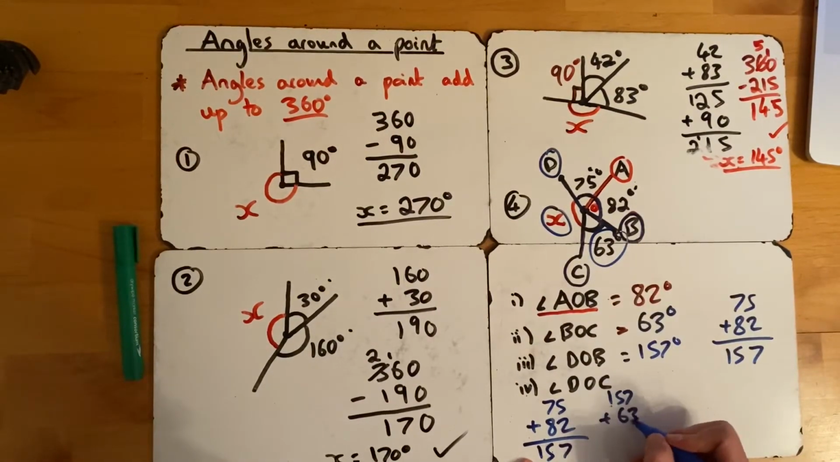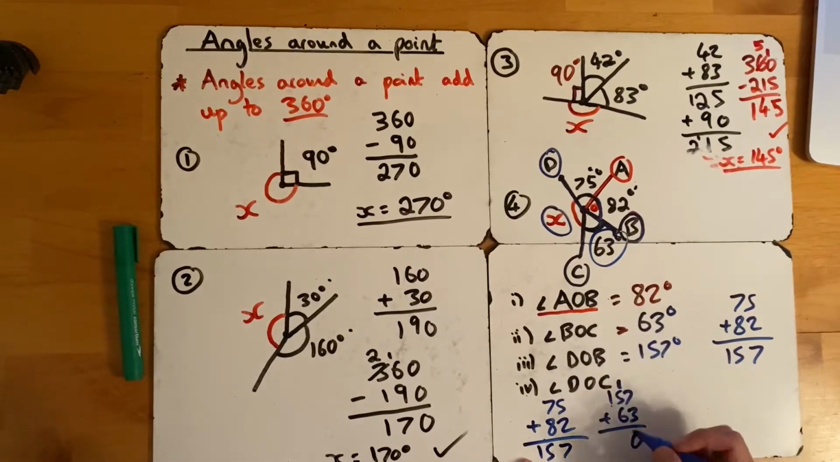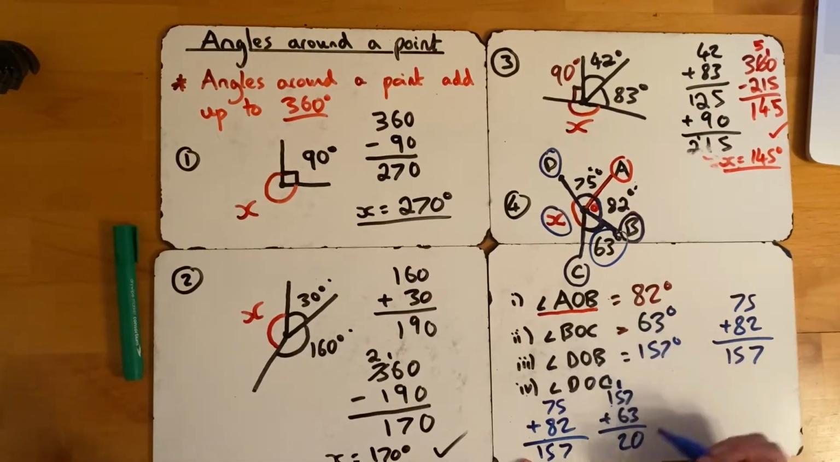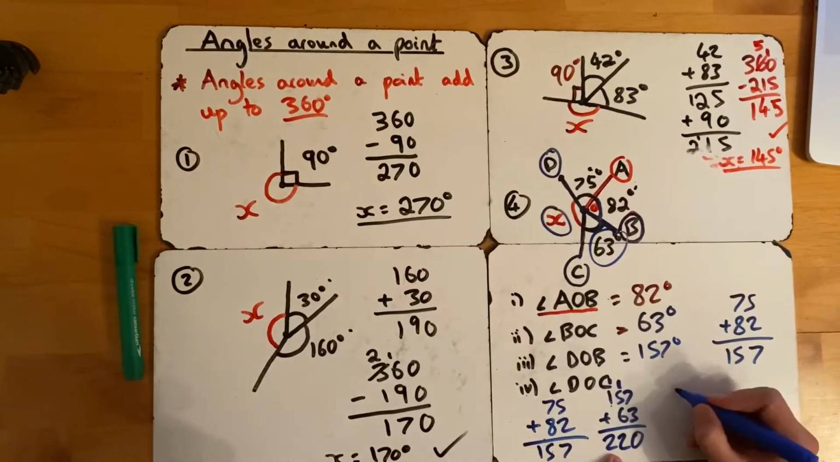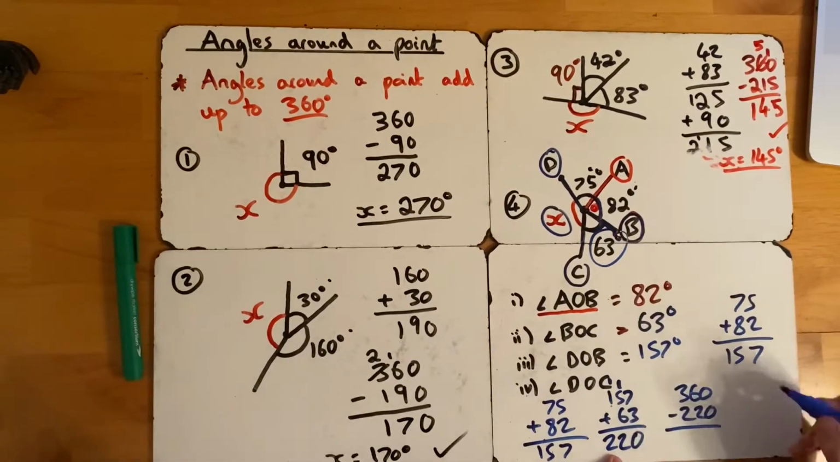So add 63. 3 plus 7 is 10, so 0, carry the 1. 5 plus 6 is 11, plus 1 is 12, so 2, carry the 1. 1 plus 1 is 2, 220 degrees. Okay, but it's asking what's the leftover X, so you're going to do 360 minus 220.